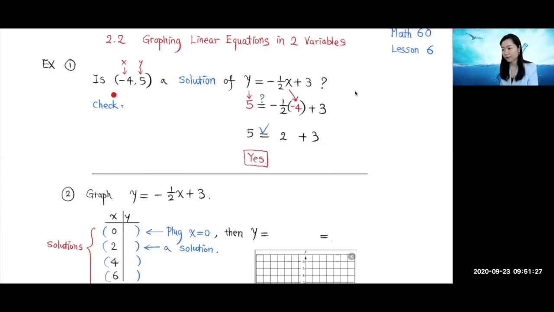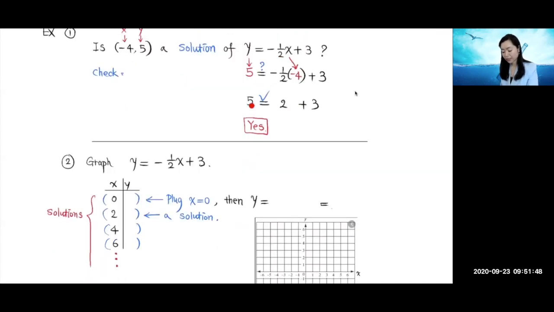That's how we check if an ordered pair is a solution of an equation. Just plug it in and see if it's satisfied. If the left side equals the right side, then yes. If the left side does not equal the right side, then the answer will be no. That's not a solution.